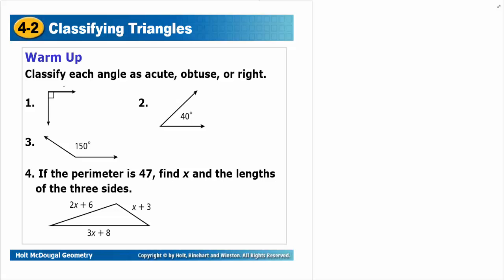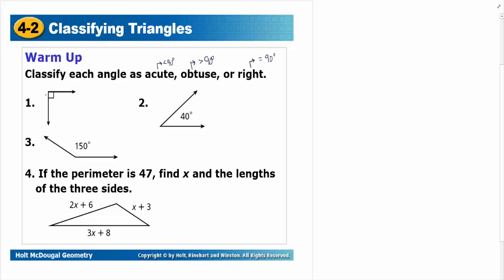Alright, so 1 through 3, again, what we're doing is we're classifying each angle as acute, obtuse, or right. So again, you need to make sure you know what that means. Acute means less than 90 degrees. Obtuse means greater than 90 degrees, and right means equal to 90 degrees. Again, those are things you need to know in this chapter as we start classifying triangles.